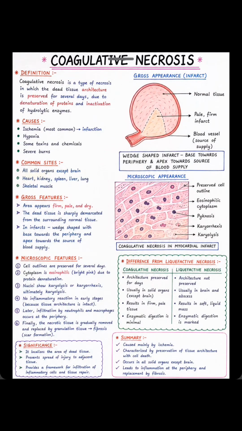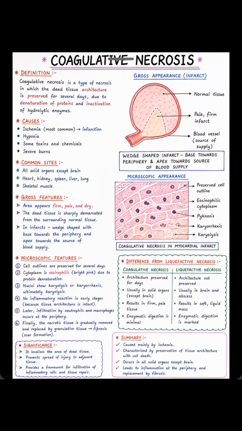Let's start with coagulative necrosis. Its definition is it is a type of necrosis in which the dead tissue architecture is preserved for several days. And why? Because of two main reasons: the denaturation of the proteins and inactivation of the hydrolytic enzymes.